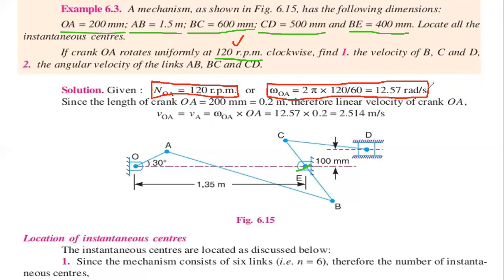Then, since the length of the crank OA is 200 mm, it is converted into meters, that is 0.2 meters. Therefore, we can find the linear velocity of OA. We have got the angular velocity and speed, so now we find the linear velocity of the link OA. It is also taken as velocity of A because O is the fixed link here.